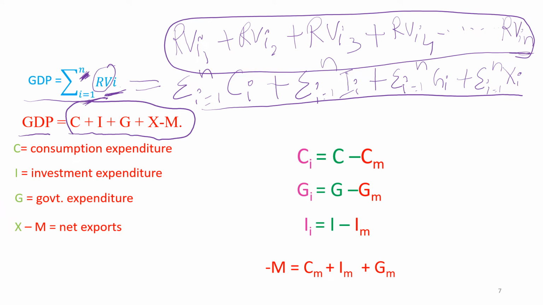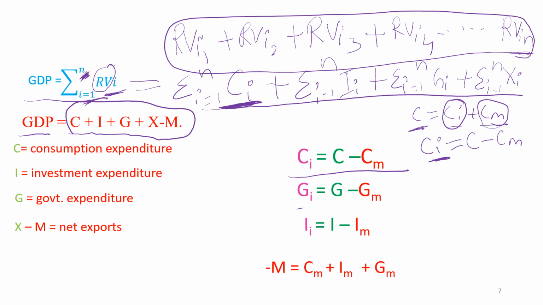Now we know CI. How can you derive CI? We know C equals CI plus CM, as we discussed previously. Now we want to find out CI. So for that, what should you write? CI equals C minus CM. If C includes CI plus CM, and if we deduct CM from C, then what is left out is CI. So in this form, you are going to get the equation.